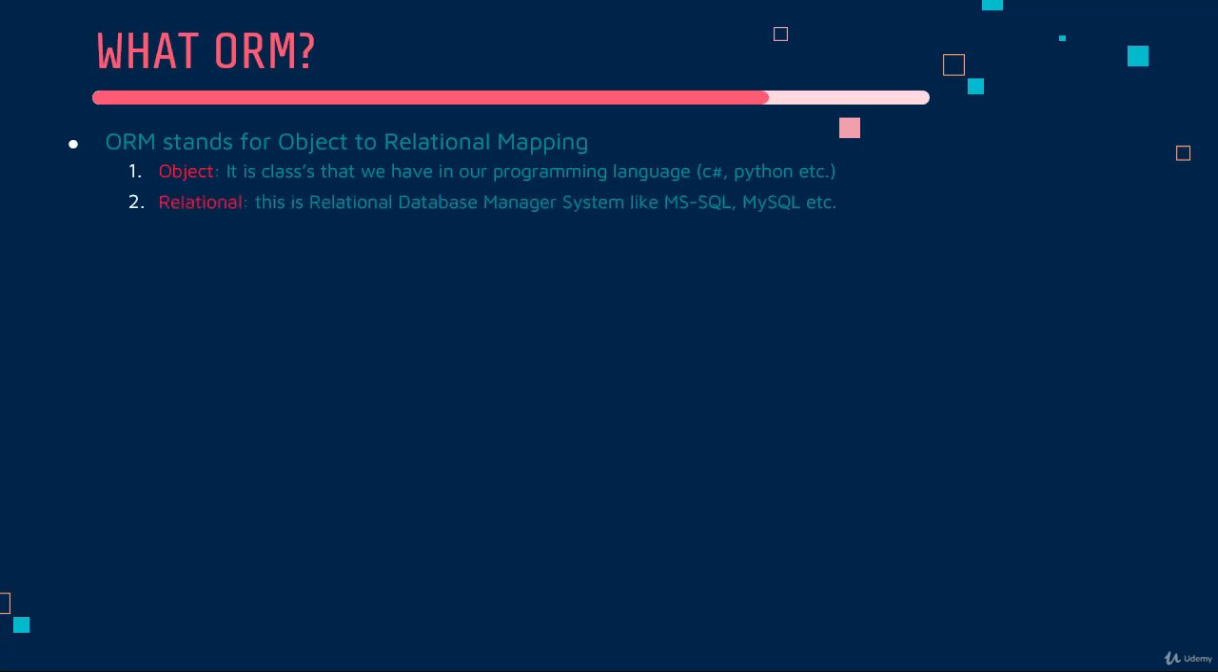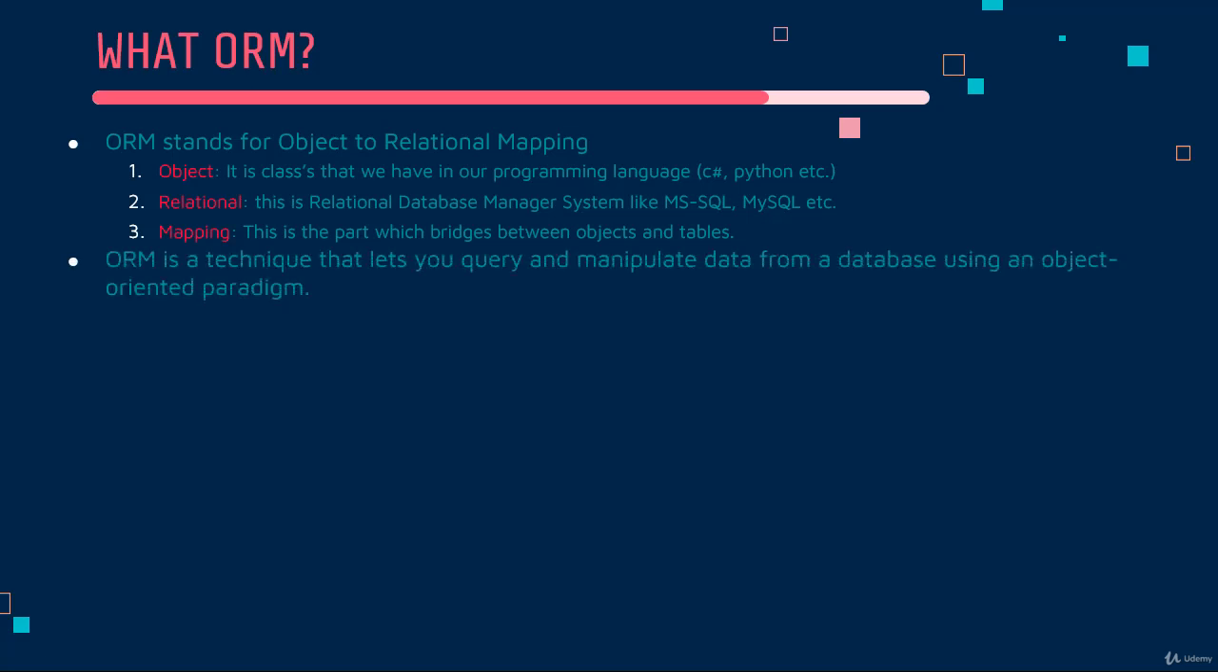This is the Relational Database Management System or RDBMS like MS SQL Server or MySQL or any other database that you want to use. Finally, the mapping part. Mapping is the part which bridges between the object and the tables. This will actually map your objects and tables together and vice versa.